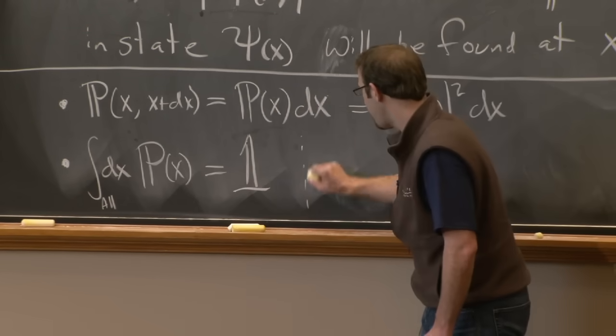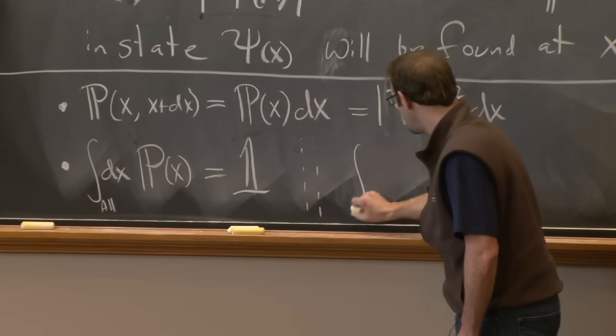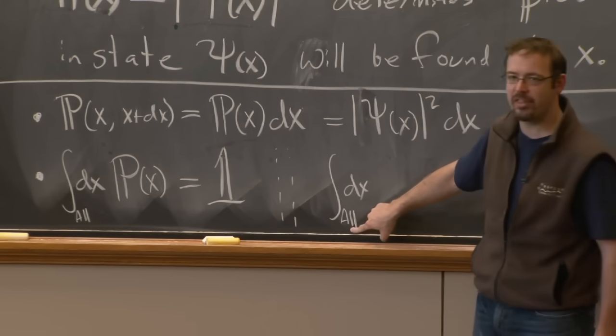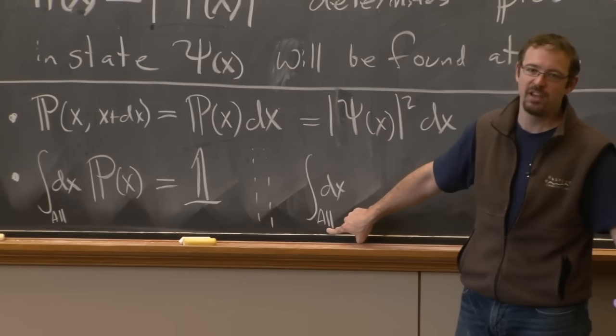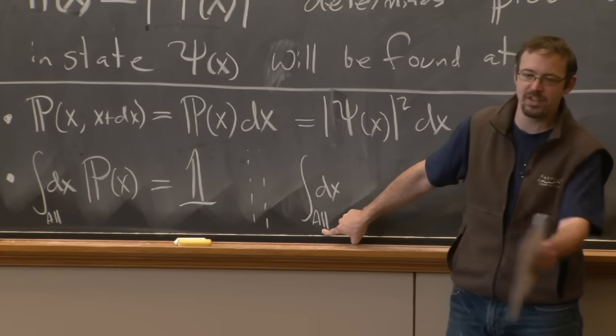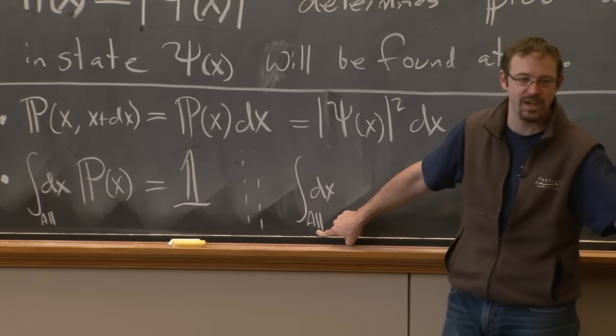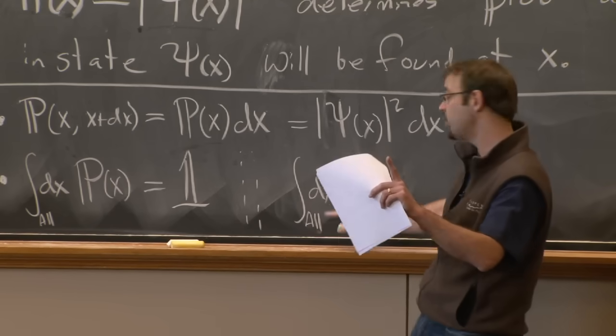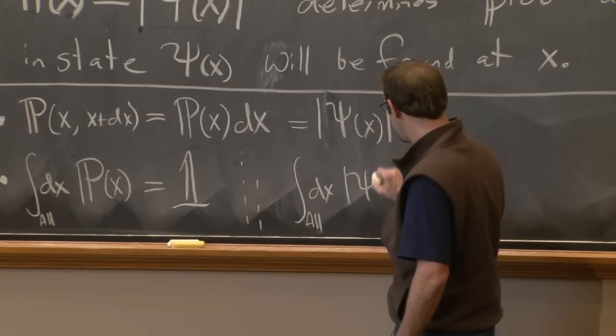And we can write this as the integral dx over all values of x. I write "all" here rather than minus infinity to infinity, because some systems will be defined from 1 to minus 1, and some systems will be defined from minus infinity to infinity. All just means integrate over all possible values of psi squared.